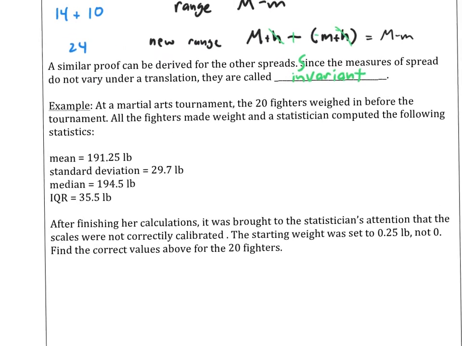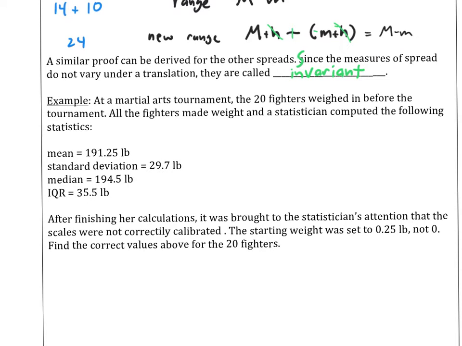So let's walk through an example here. At a martial arts tournament, the 20 fighters weighed in before the tournament. All the fighters made weight, and a statistician computed the following statistics all the way across the board: mean, standard deviation, median, and IQR. However, after finishing her calculations, it was brought to the statistician's attention that the scales were not calibrated. The starting weight was set to 0.25 pounds, not to 0. So find the correct values of the above fighters.